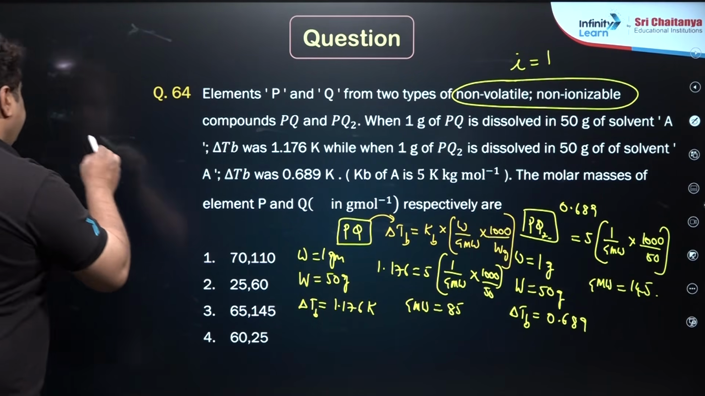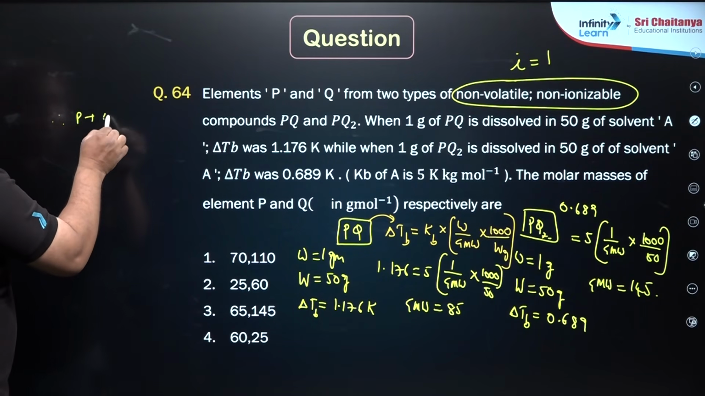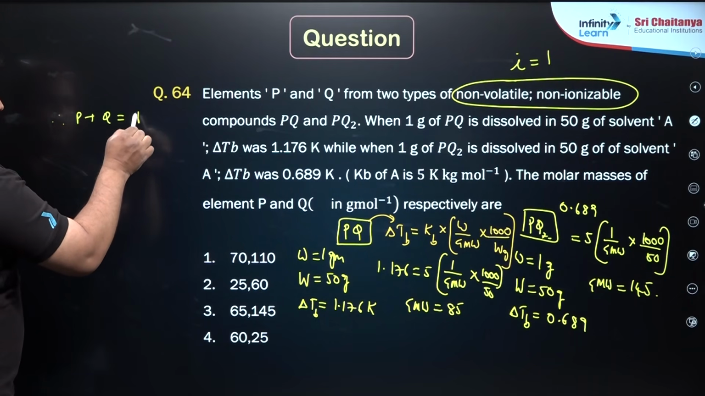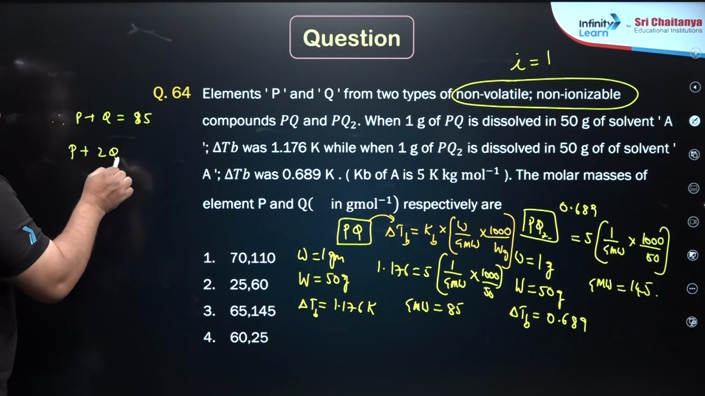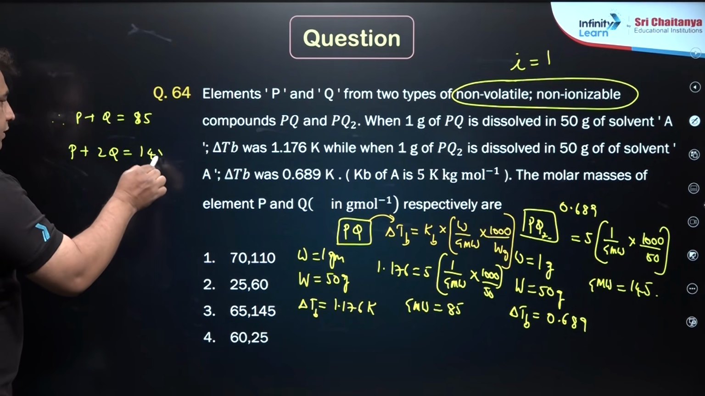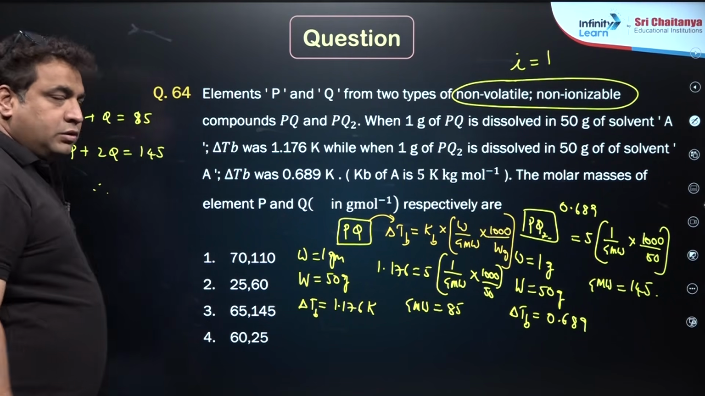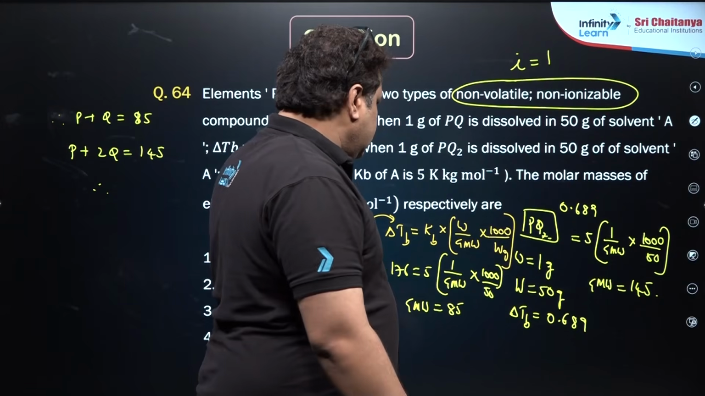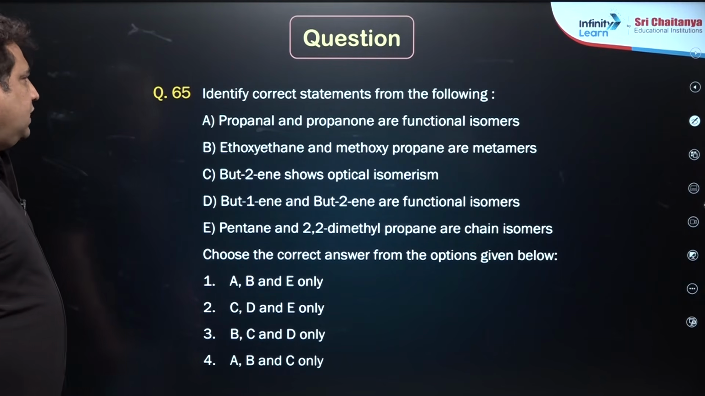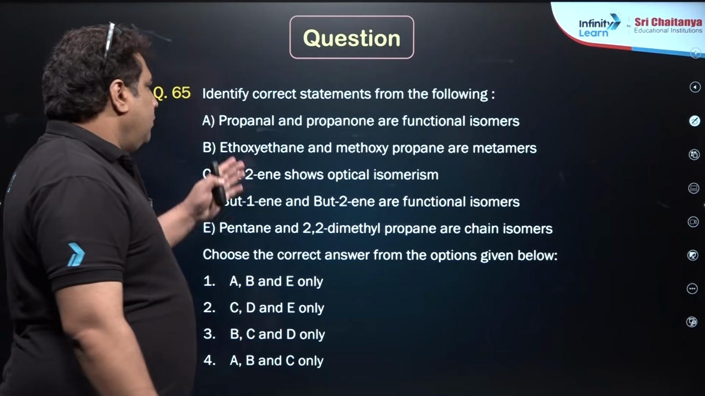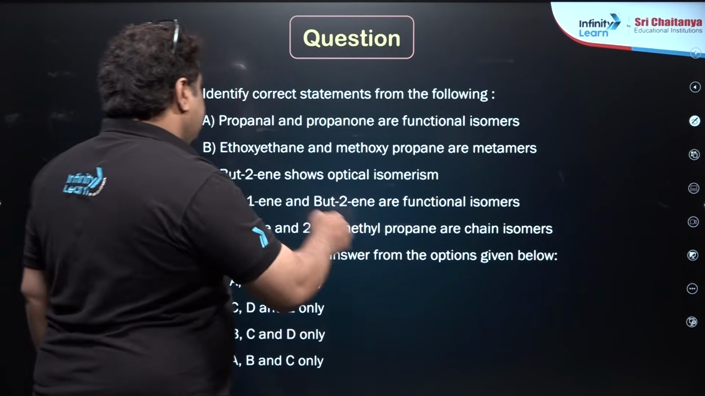So, here P plus Q is 85, P plus 2Q is 145. On solving, you will get P and Q values. Got it, dear students? Next, identify the correct statements for the following. Propanol and propanol are functional isomers. True.